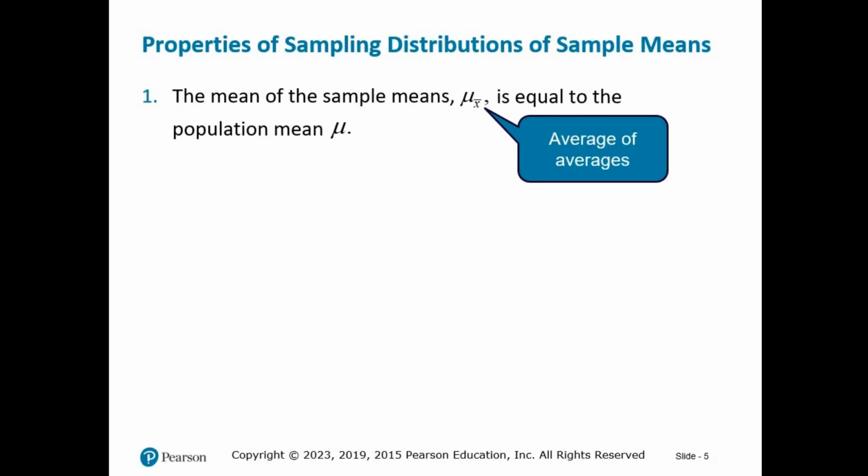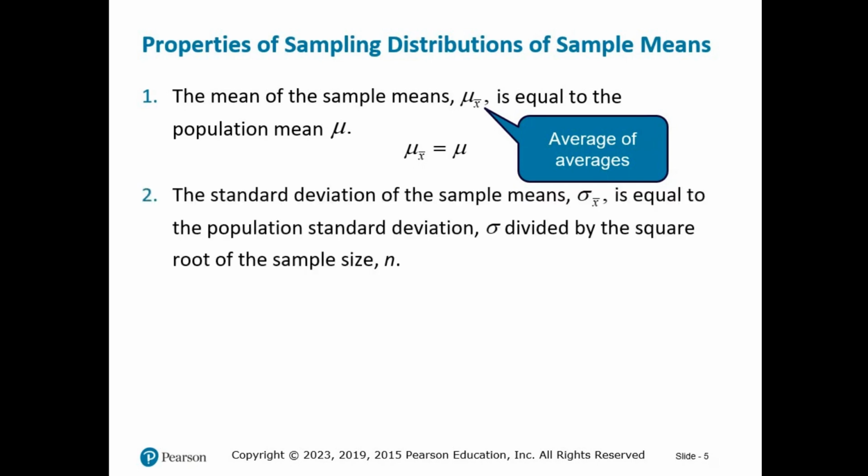Sampling distributions of sample means have two very important properties. The first states that the mean of the sampling means, mu sub x bar, is equal to the population mean mu. This number, mu sub x bar, is the average of the averages, the mean of the means from all my little sample groups, and it happens to equal the average or mean of the original data set.